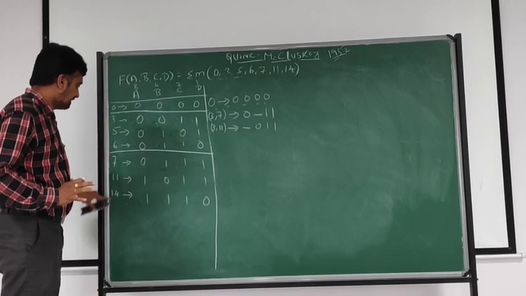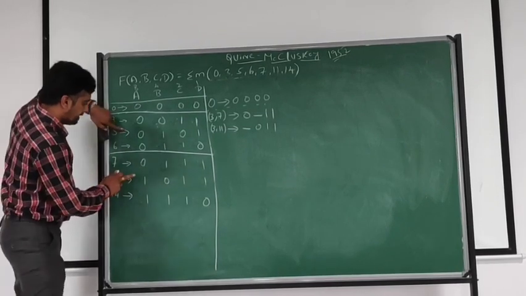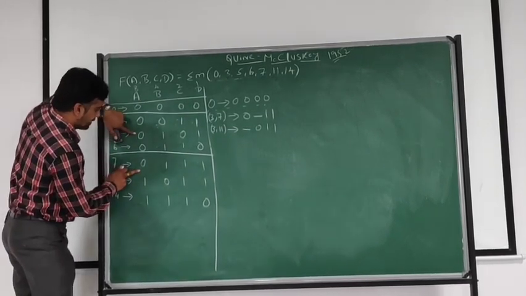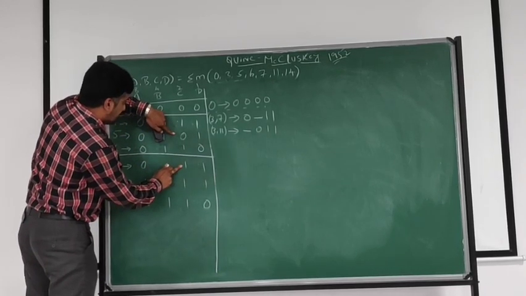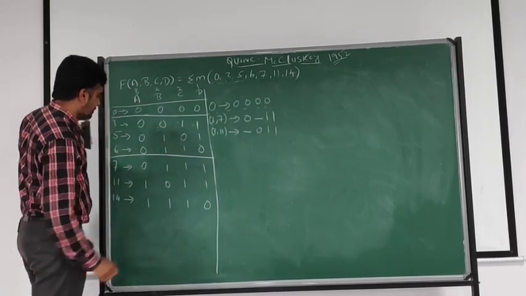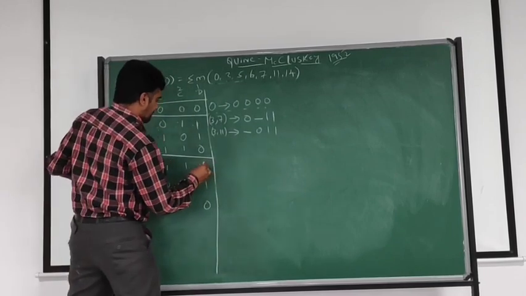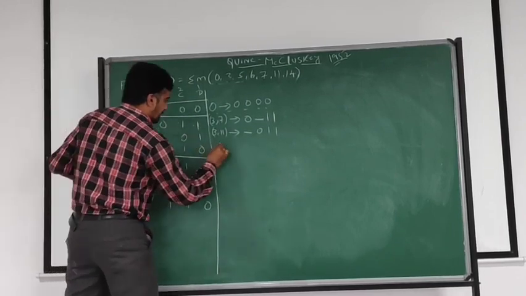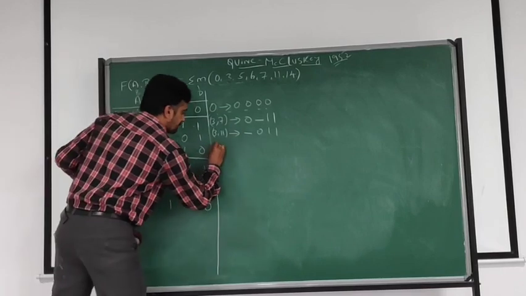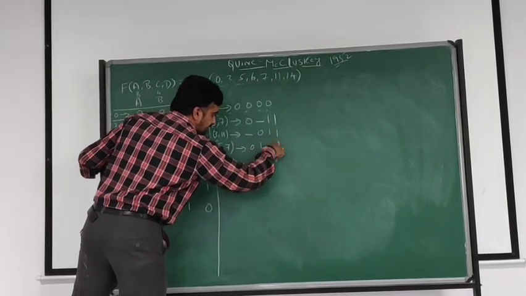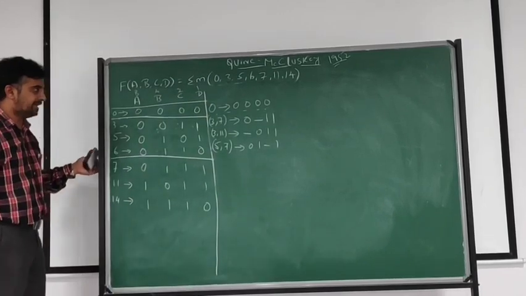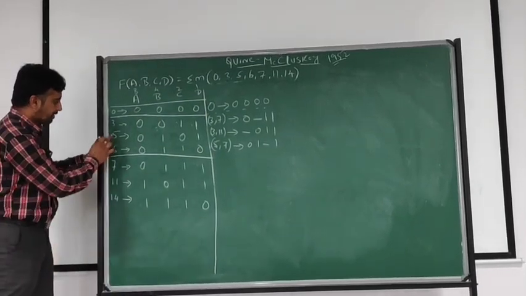5 with all the others: 7, 11, 14. Here 5 and 7: 0, 0 same, 1, 1 same, 0, 1 switching, and 1, 1 is the same. So 5 and 7 gives 0, 1 dash 1. Here 0, 1 dash 1.